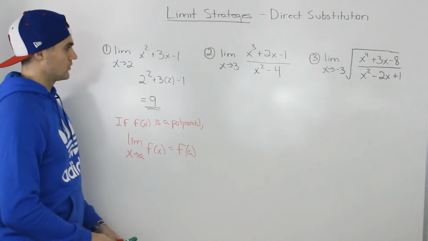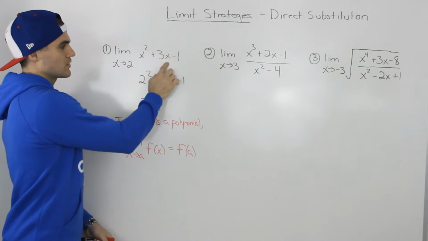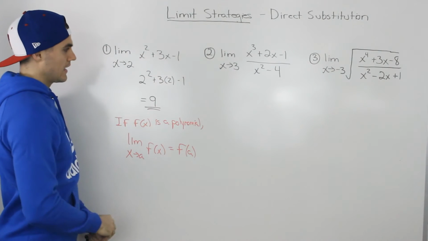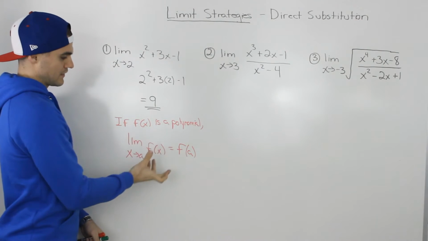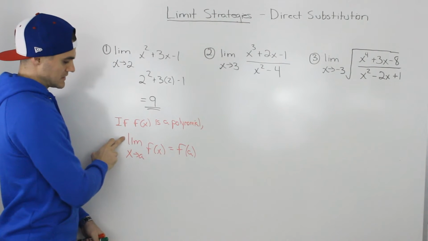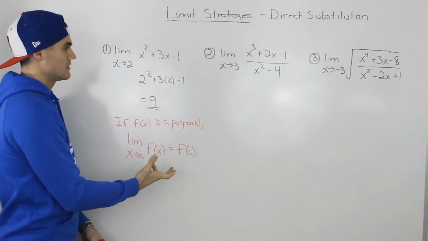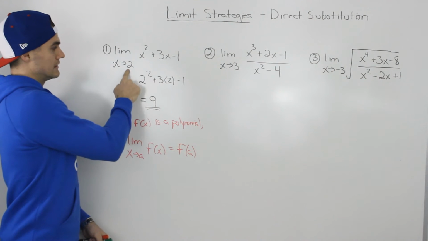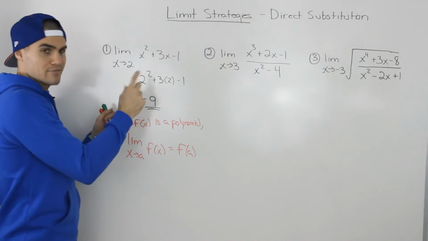And a general note I want to make about this is that this function, x squared plus 3x minus 1, is a polynomial with a degree of 2. And whenever you're asked to find the limit of a polynomial, where f of x is a polynomial, that just means that the limit as x approaches a of f of x is equal to f of a. Meaning because a polynomial is always continuous, the limit as x approaches a certain value is always going to be equal to f of that value.